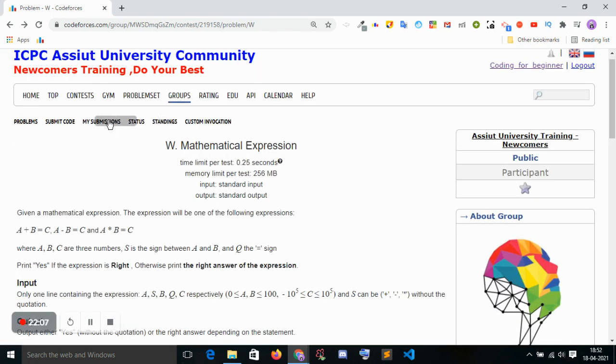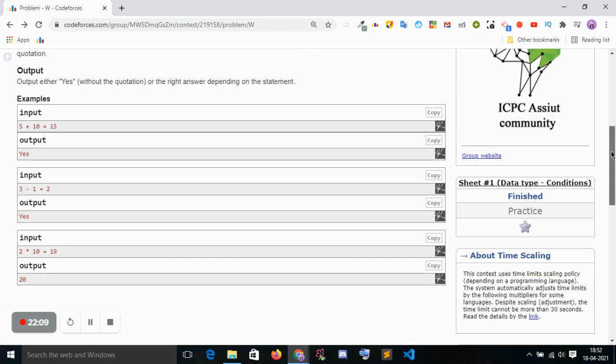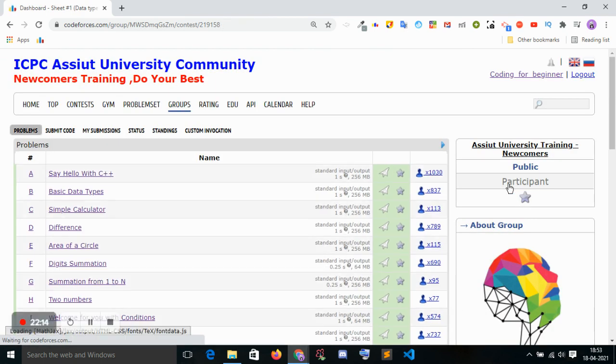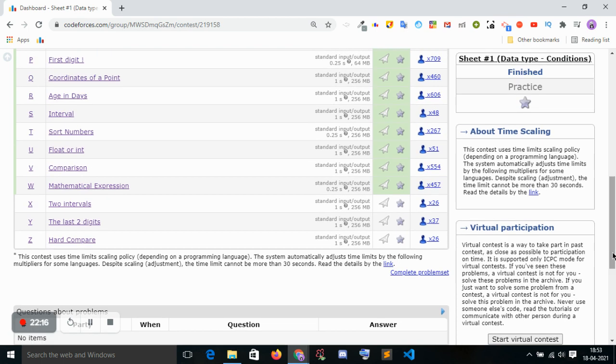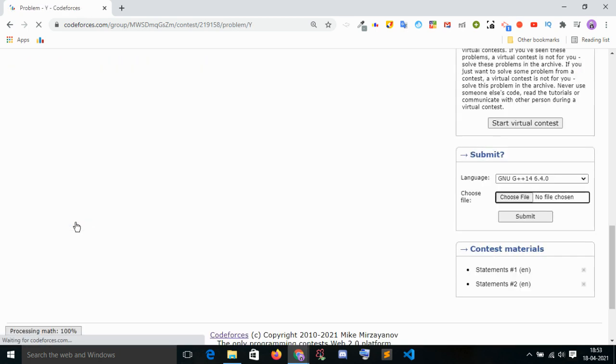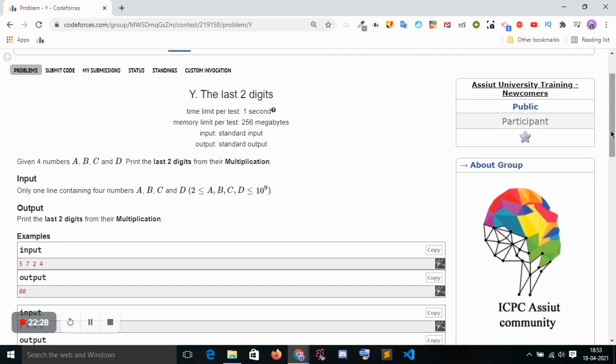So try it, and let's try another problem. We have around three number problems, or the last two digits. Okay, we'll try the last two digits. First, given four numbers a, b, c, d, print the last two digits of their multiplication.